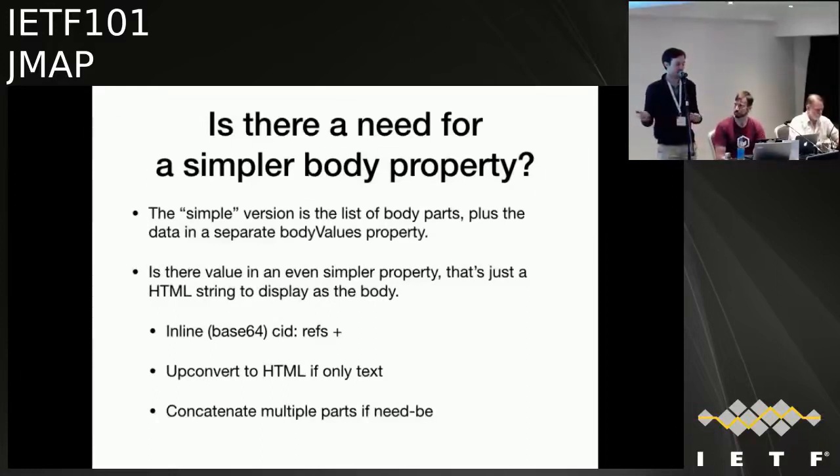The thinking is it's always HTML, so if there's only text, it converts. If there are any cid references, the server would find the attachments and base64 and inline them. If there are multiple parts, because it's an array of parts potentially, it would concatenate those together. So what you end up with is a single string that you can pass to a web view to display, and that is your message body. Is that worth having, or is it enough complexity on the server and actually no use cases on the client? I don't know. Thoughts?